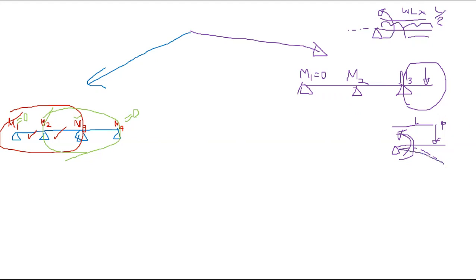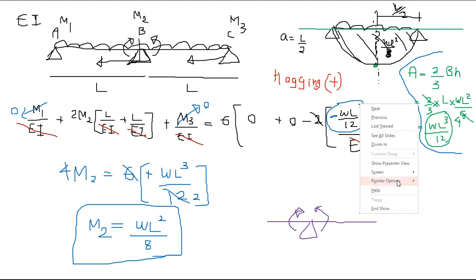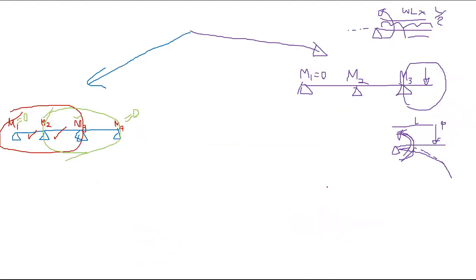So it's going to bend this beam in this way. So the resistance will be in this way, hogging. Whatever you see, if it's like this, that means hogging. If it's like this, that's sagging. So this can also be done.